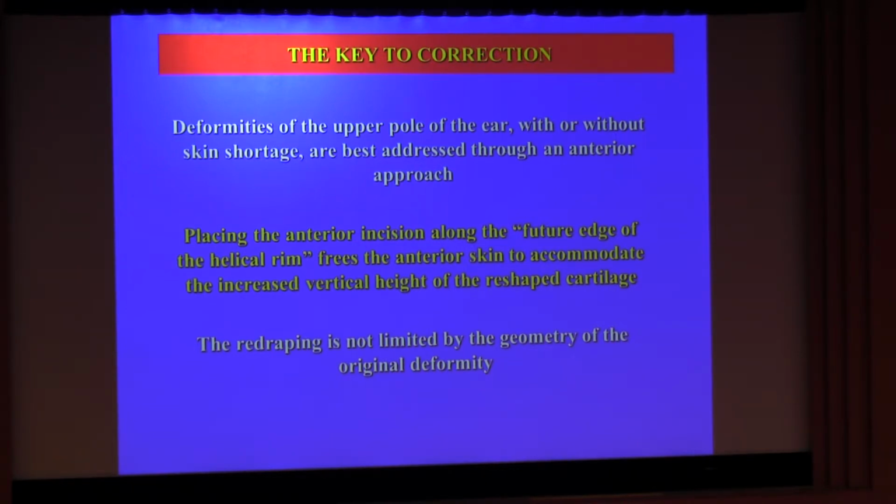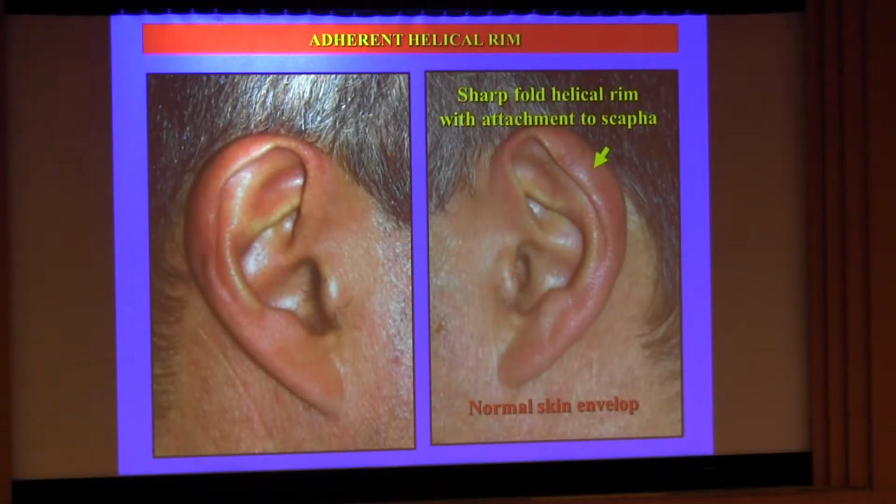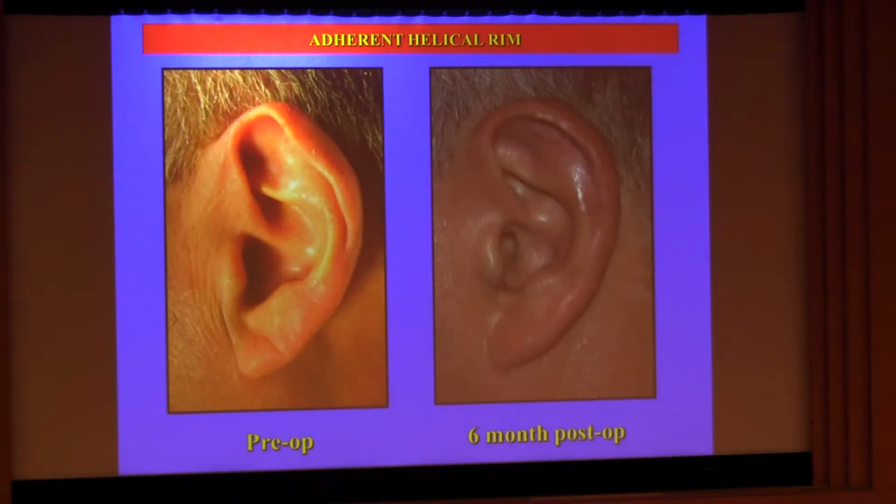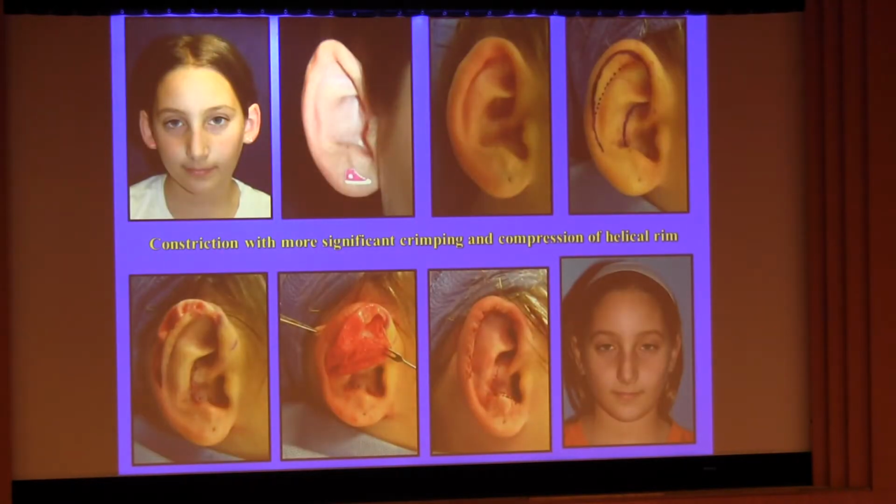Once you've made that incision in the right place, the skin will accommodate to the increased size. In a very minor deformity here, you can see we're just drawing a line along where the rim needs to be, dissecting free the adhesions that cause this crimping, using the graft as a batten to hold it open, because if you just release the adhesions, it won't stay in that position as much of a correction as you need, and the incision ends up along the helical rim where it's hard to see.